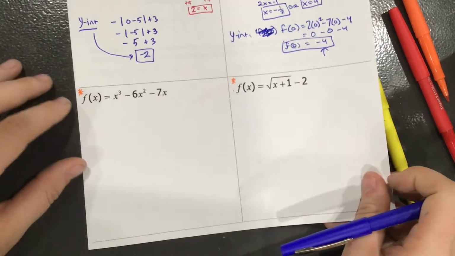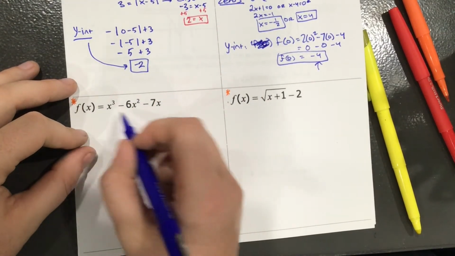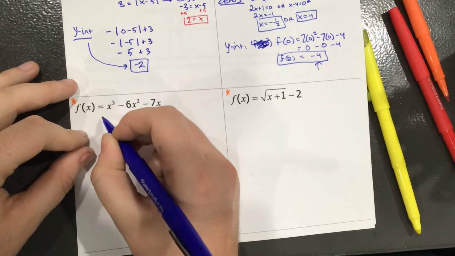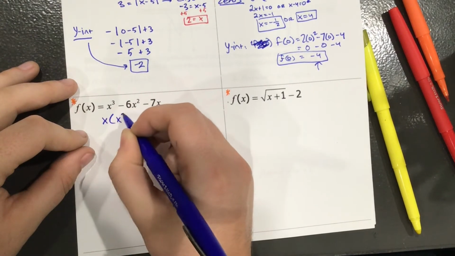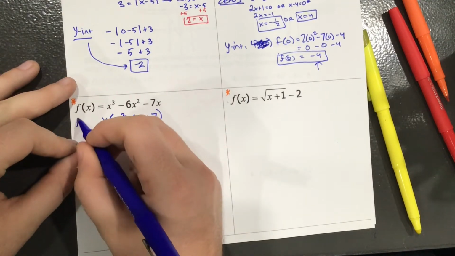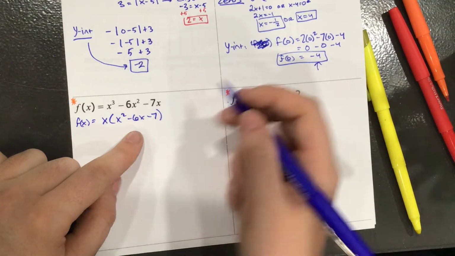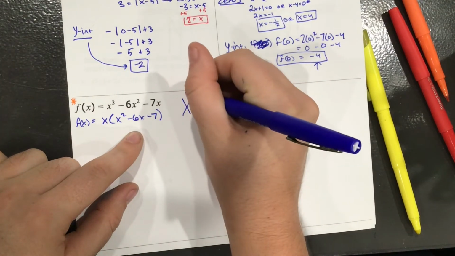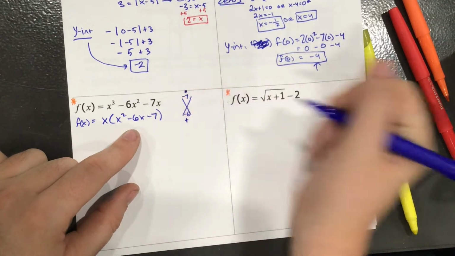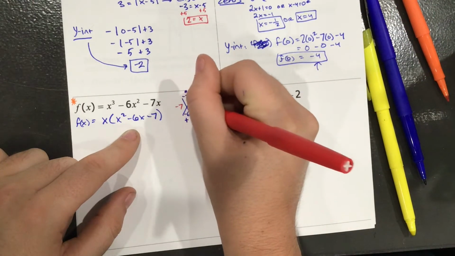Next one. Again, I want to factor if I can. They all have an x, so I can pull an x out by the greatest common factor. I also notice that this one can be our product sum. What two numbers multiply to negative 7, but add to negative 6? Those numbers would be negative 7 and a positive 1.